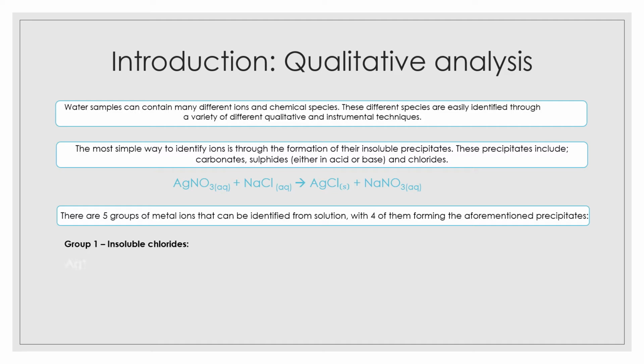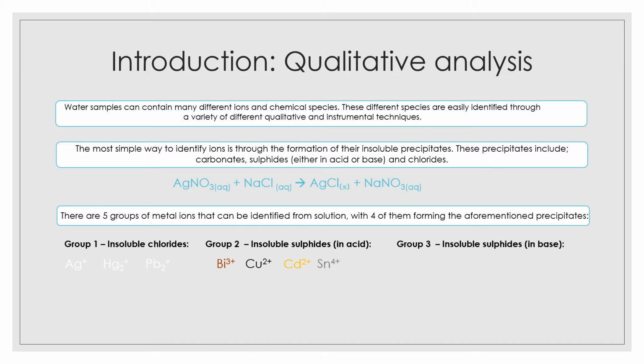The first group forms insoluble chlorides. So we've got silver, mercury, and lead, and they're all white solutions, so the colours will be the colour of the actual ion there. Group 2 is in acid, but it's the insoluble sulfides, so we've got bismuth, copper, cadmium, antimony.